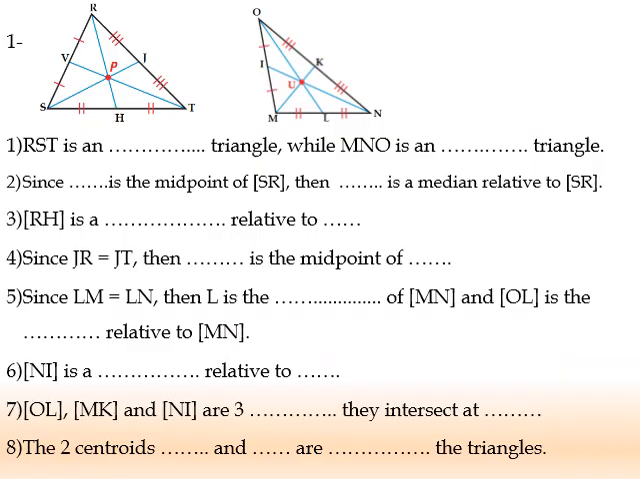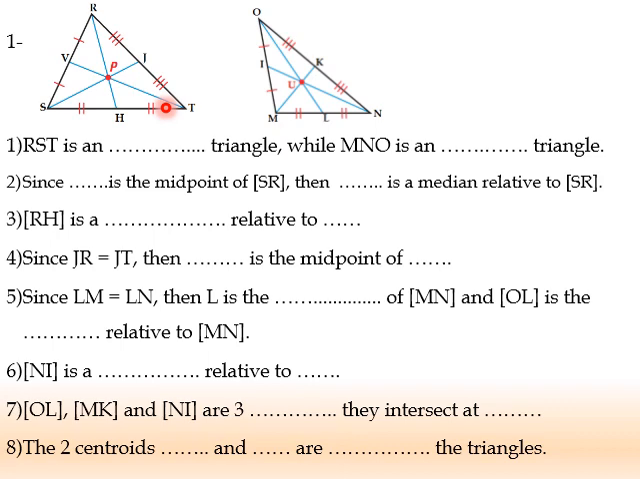Number one, RST. This is a triangle, and another triangle is OMN. RST is a triangle. What type of triangle is this? Let's look at its angles. Here we have an acute angle, another acute angle, and the third one is also acute. So we are talking about an acute triangle.